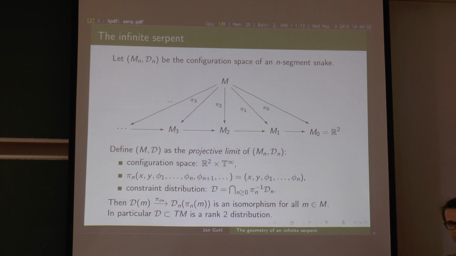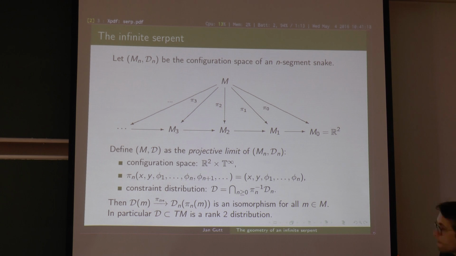In some sense, we are going to see that this distribution is bracket generating. Now, since we are in an infinite dimensional situation, I would have to be much more precise, and I'm not going to be much more precise, so I'm saying in some sense. So in some sense, this distribution of rank 2 is enough to generate this entire infinite dimensional tangent bundle.